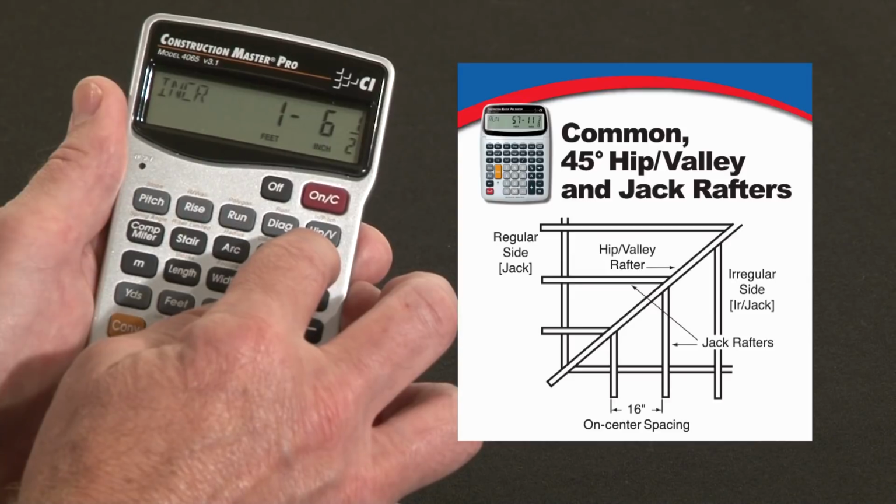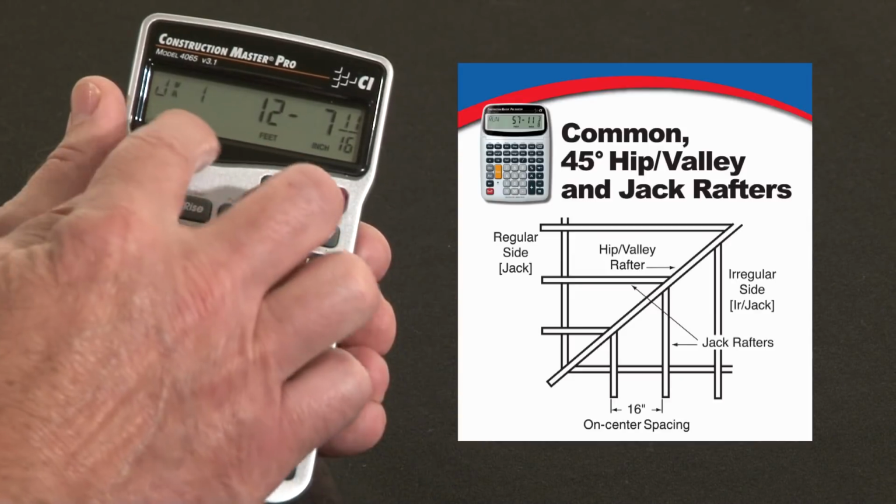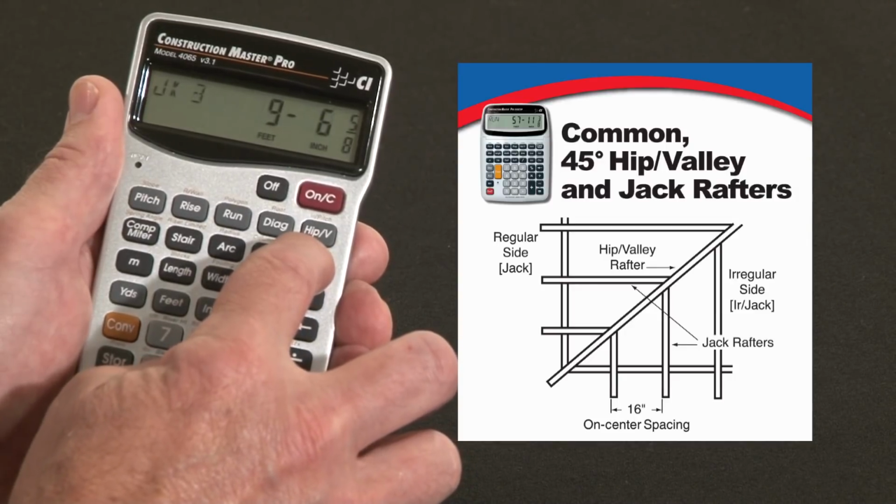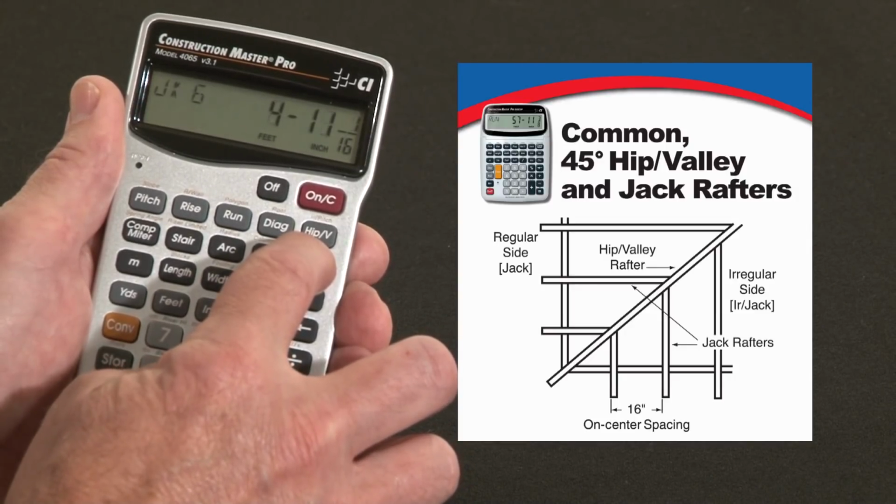Now starting from the common, jack number 1, it's going to be 12, 7, and 11/16, and repeated presses of this key gives us the length of each and every jack all the way down to the corner.